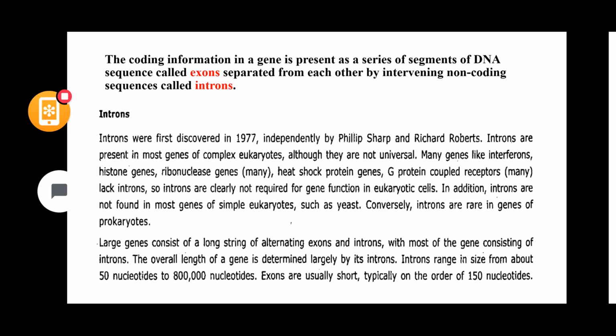Okay. So with most of the gene consisting of introns, as I have told you, the length of the gene is not determined by the exon part, but by the intron part. Introns range in size from about 50 nucleotides to 800,000 nucleotides, while exons will usually be very few, likely only around 150 nucleotides. So introns are in huge number, but exons are in less number.